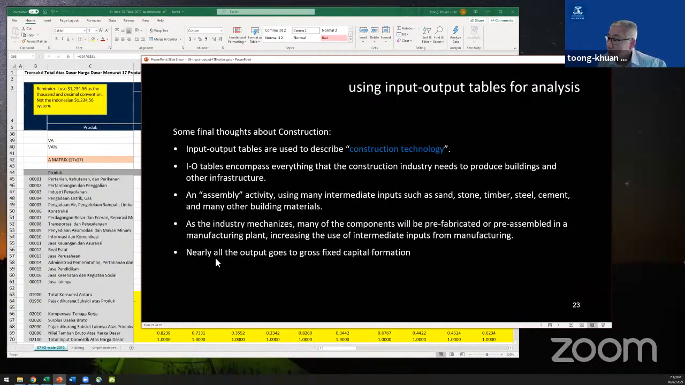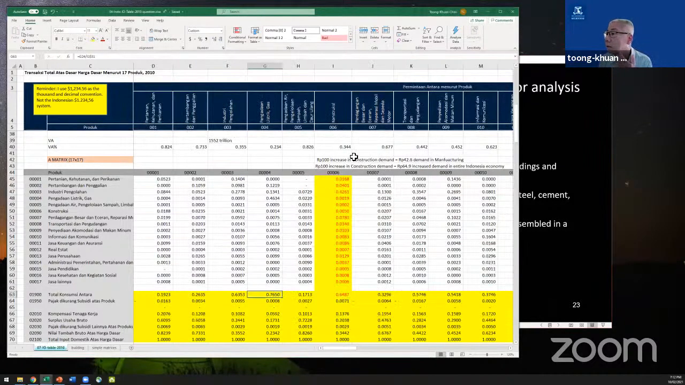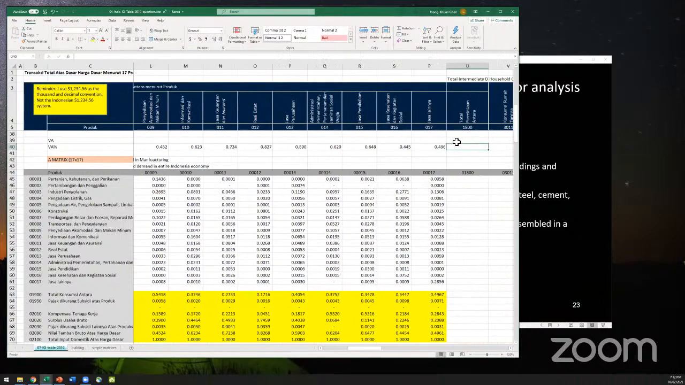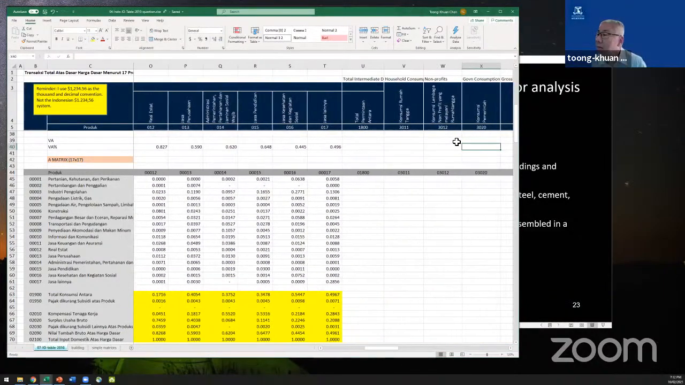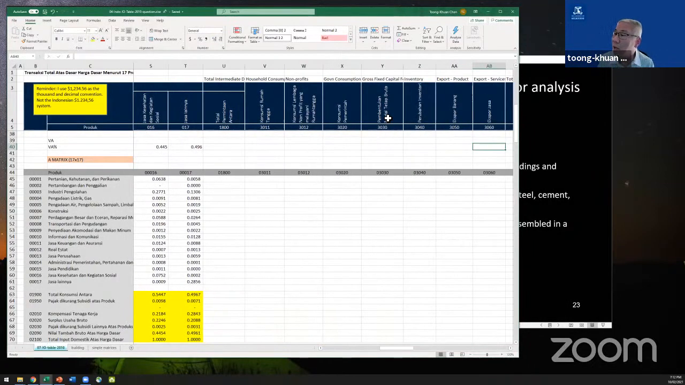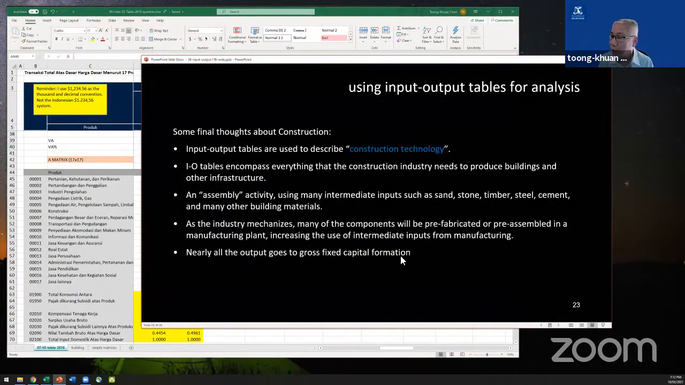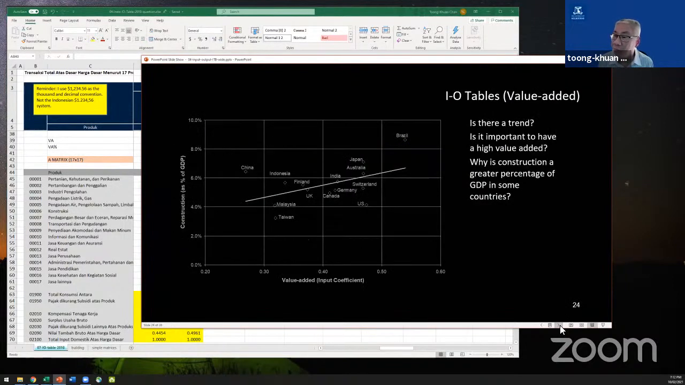And the final point over here is that nearly all the output goes into gross fixed capital formation, which is what you call, what is it called? Modal dasar. Modal. So it becomes pembentukan modal tetap. Okay, modal tetap. So it becomes investment.